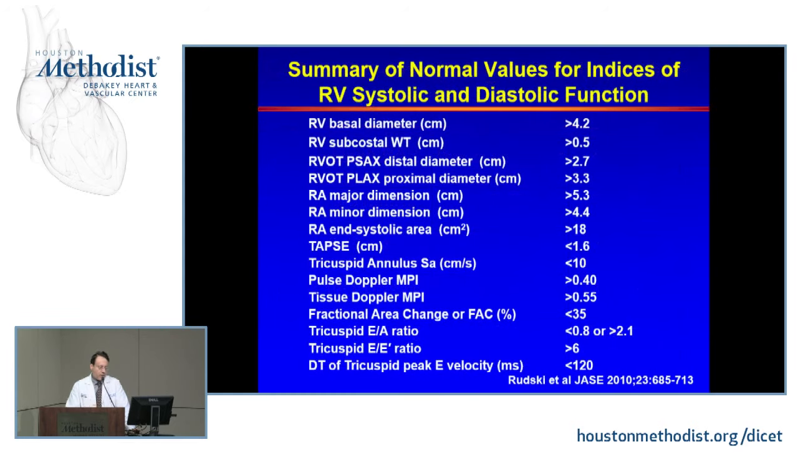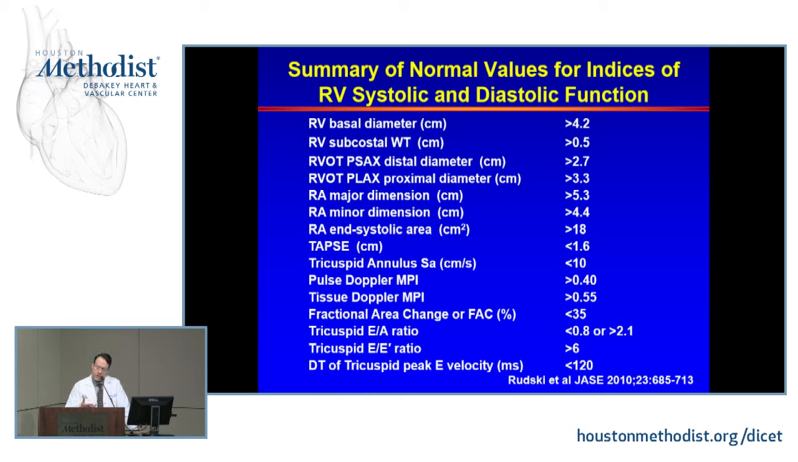That's a summary. I'll skip through it for the sake of time, and I'll stop after this slide. So this is, if you want to sort of take home message, some indices or some numbers that you want to remember. The TAPSE is 1.6, 1.7 centimeters, according to the 2015 guidelines. S prime velocity somewhere between 9 and 10 centimeters per second if you're looking at short, easy measurements to do quickly. Basal diameter more than 4.2, I'd say 3.9 to 4 is more like it.